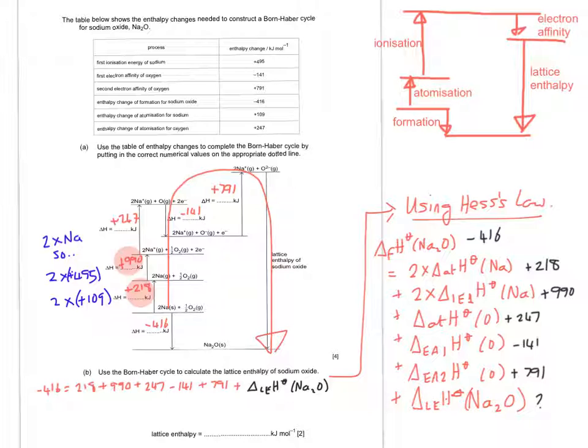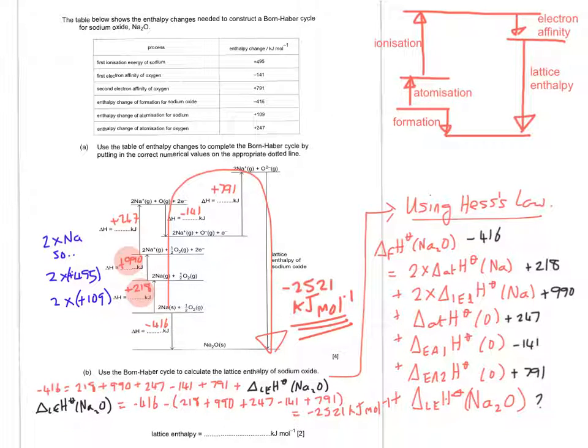So now I rearrange so that the lattice enthalpy is the subject. And that gives me minus 2521 kilojoules per mole to the minus 1 as my answer. I've just highlighted that on the screen there in case it's a bit crowded at the bottom. So that's my answer I'm going to go with.